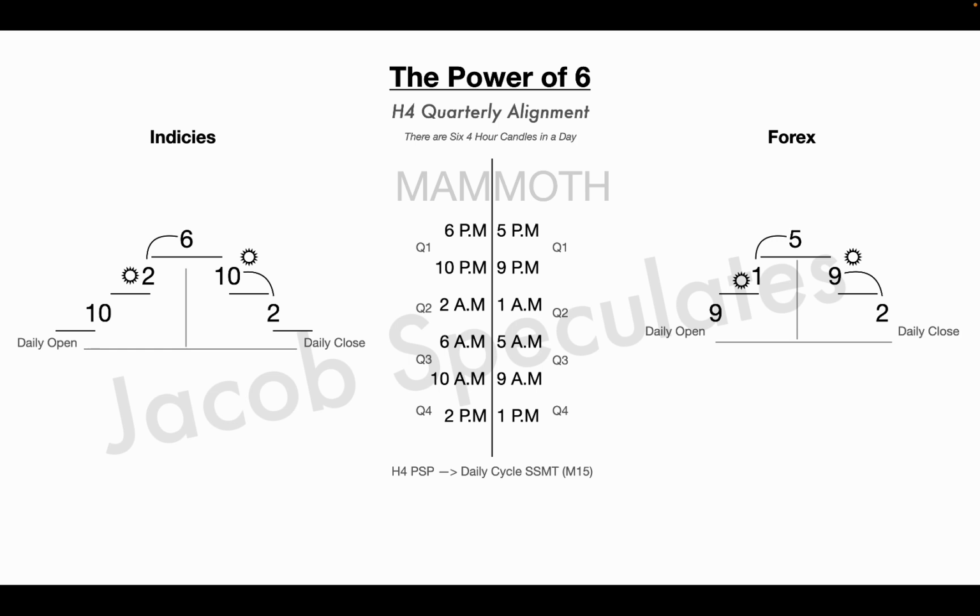Now, Forex is a little bit different and a little bit more difficult to gauge just because the 5 a.m. candle is overlapping quarters. So it is the same as with the indices. The 6 looks back at the 2, except with Forex, the 5 looks back on the 1. So on that 5 a.m. candle, the 5 a.m. 4-hour candle, disregard the first hour.